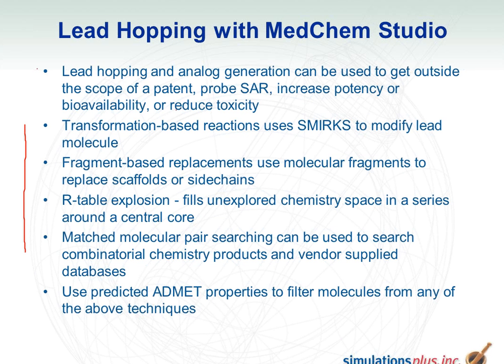One is the transformation-based reactions, similar to Drug Guru. Fragment-based replacements are similar to the RECAP strategy. R-table explosion fills unexplored chemistry space in a series of molecules around a central core. The matched molecular pair searching can be used to search very large libraries. And then finally, you would want to apply ADMET property predictions to filter the molecules from any one of the techniques.